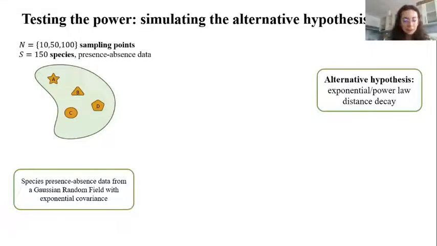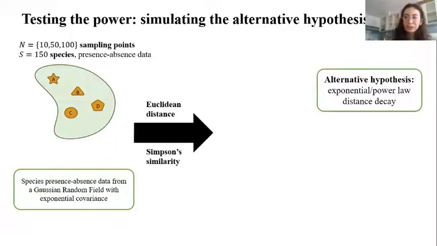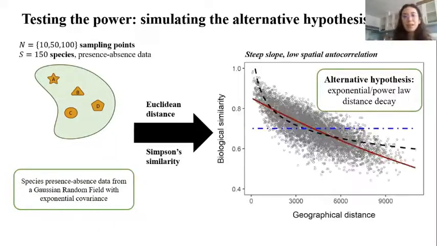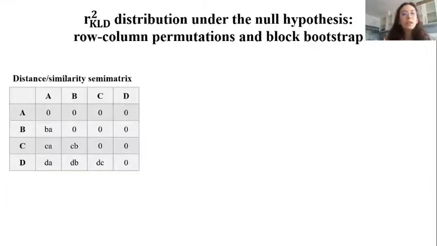And these normal variables in those different sampling points, the values are going to be more similar if the sampling points are nearer in space, and more different if they are farther apart, following the covariance function that in our case was an exponential. We then computed the Euclidean distance and the Simpson similarity and obtained distance decay data.